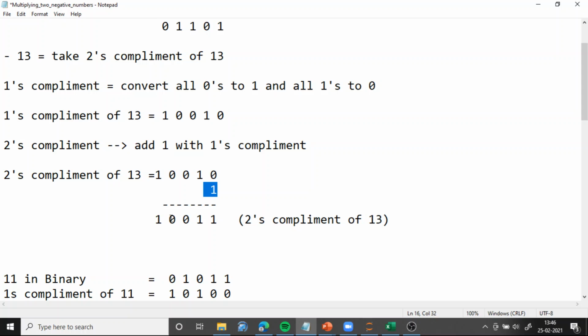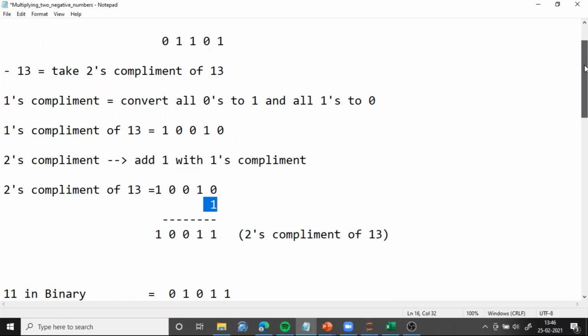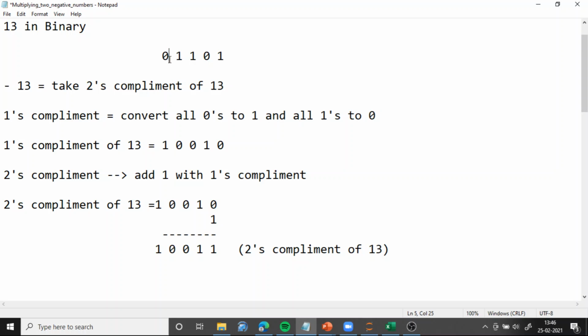So you get 1 1 0 0 1 1. Okay, right? So previously we added 1 0 because this is the sign extension. What is the actual binary part without 2's complement? It is 1 1 0 1. This 0 we added because we want to represent it as a negative number, so sign extension is required.